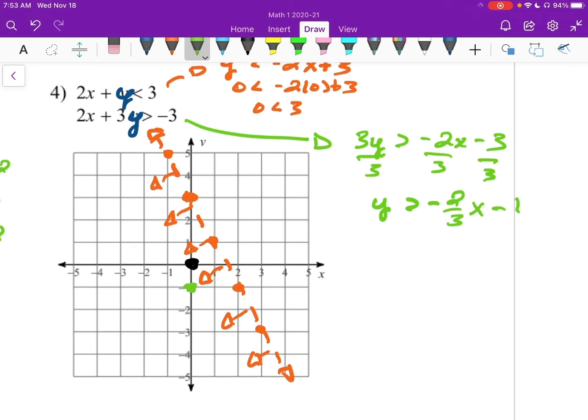My intercept is at -1. My slope is -2/3, so down 2 and right 3. So down 2, right 3, or up 2 and left 3. It's going to be a dashed line also.